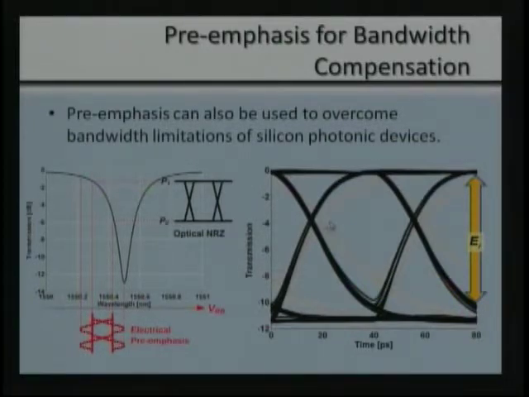So in simulation we can predict that the preemphasis will open the eye substantially using just a little bit of extra headroom. The gray lines are what I showed before for the data eye, and the black line is what I'm expecting to see.